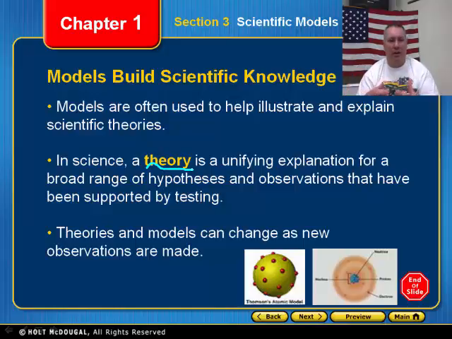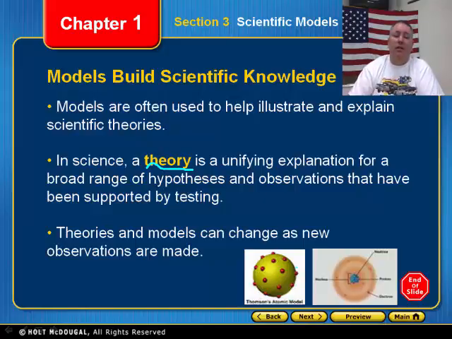So ideas that are theories have been proven over many hypotheses, tested over many hypotheses and many observations, but they are not a law. It just tells us this is typically what's going to happen. And as new information becomes available, we can change those different things. Now, here's an example of what we're talking about.